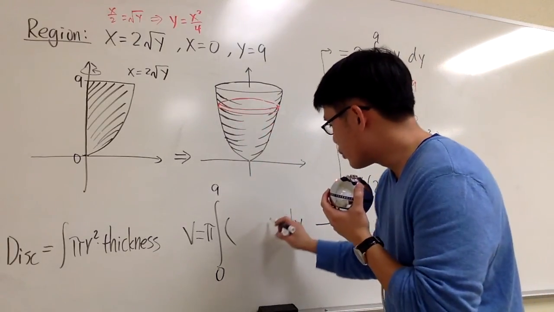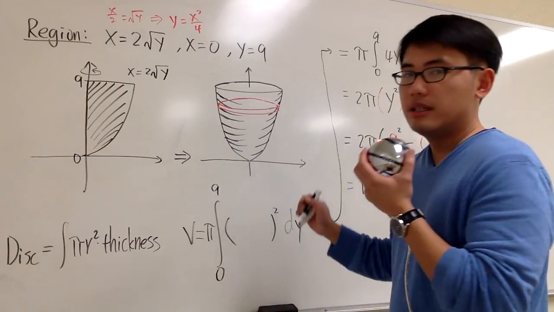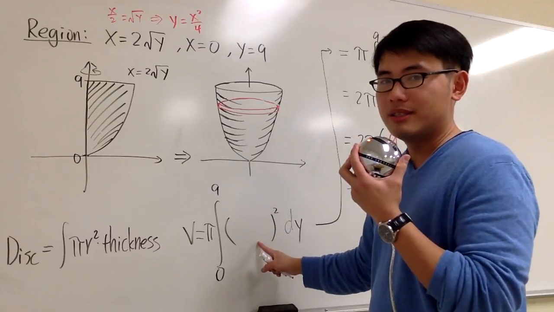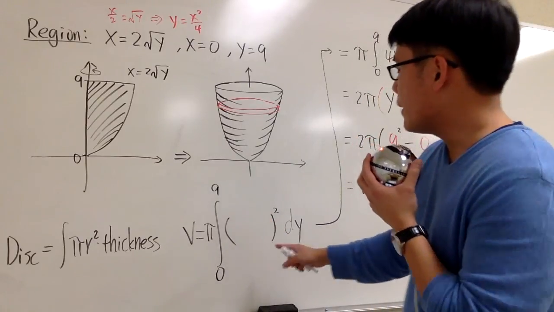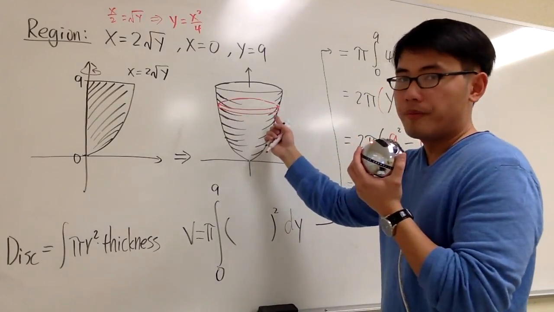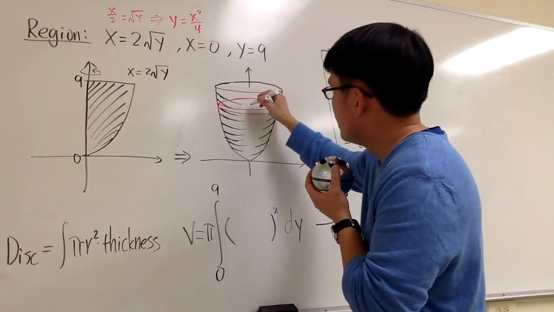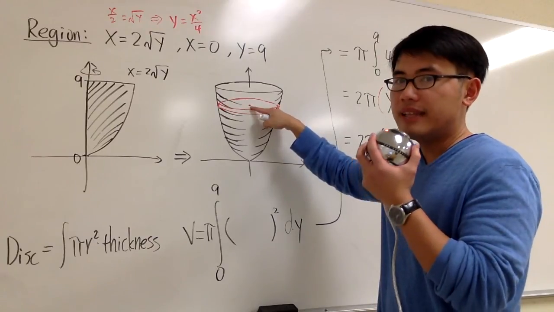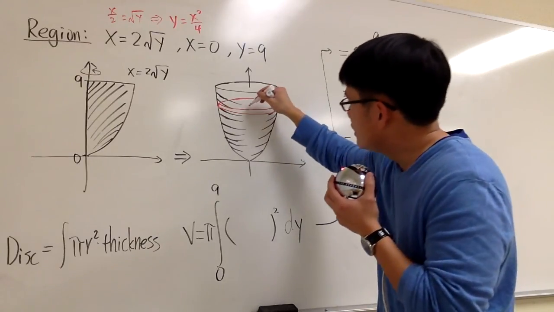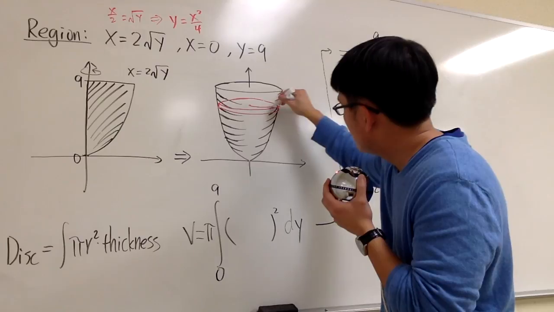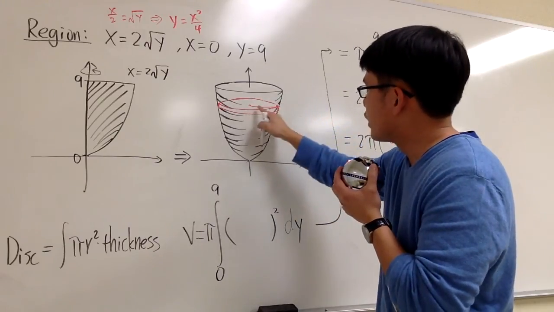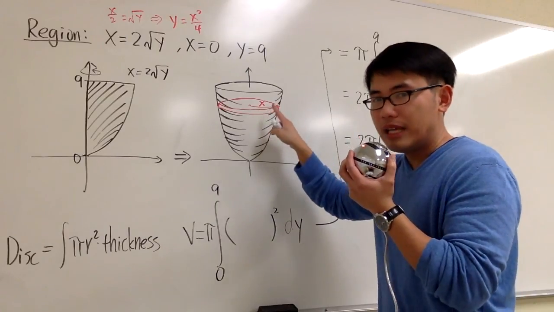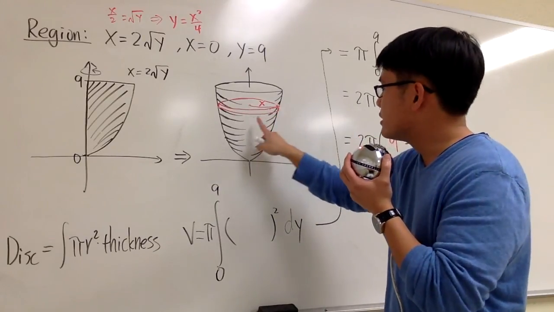I can just open the parentheses and square that. All I need to worry about is determining the radius. By looking at the red part I drew, the radius is measured from the center, which is the rotation axis, to the curve. This is the horizontal distance, so that's the x value. I have to label this as x because the radius changes.